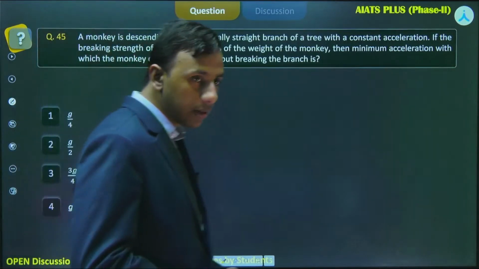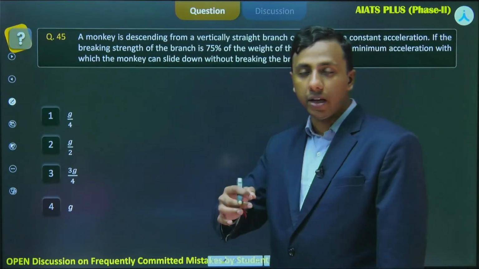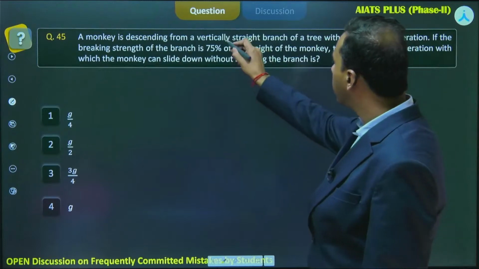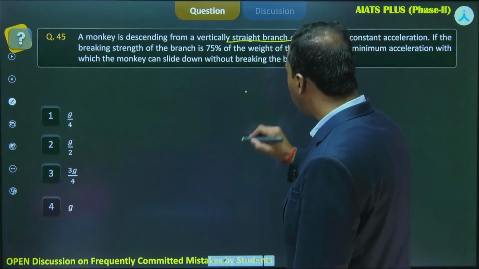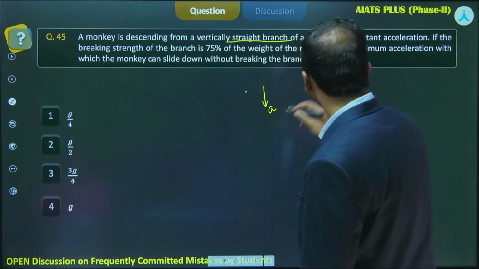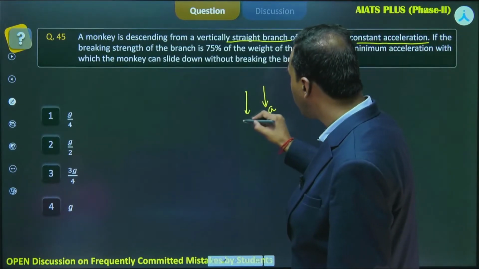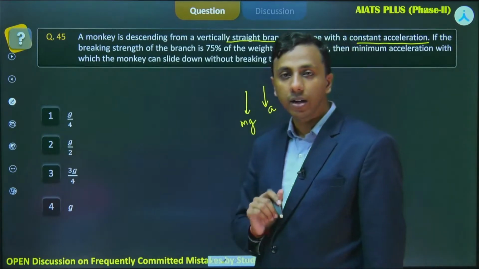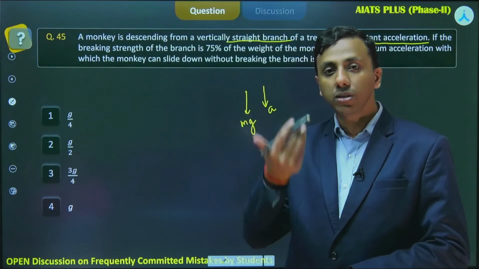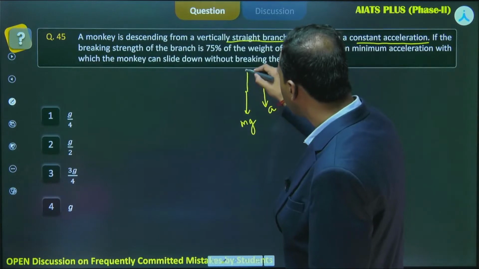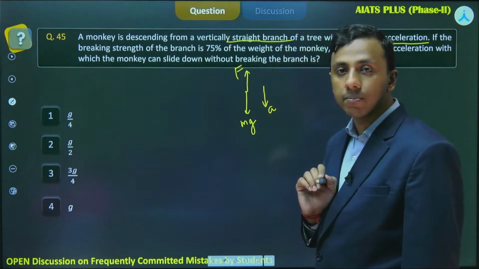All right, very well. I guess we have come to the last question of the day. It says a monkey is descending down a vertically straight branch, meaning going down. Let's say this is the monkey, going down with constant acceleration a. The weight of the monkey acts downwards, mg. And if the monkey is going down, the branch will try to oppose, pushing the monkey upwards. Let me call that force F.